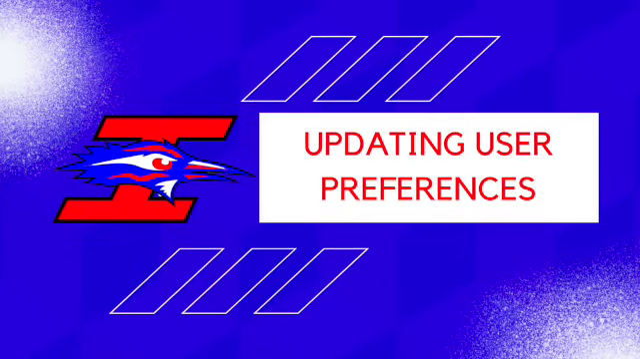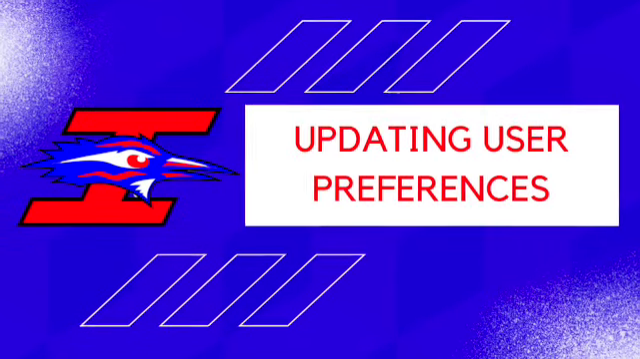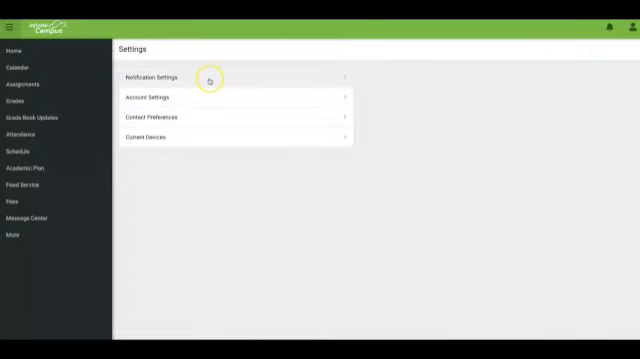Now let's see how we can update your user preferences, including your notification settings. To access this, we will select the person icon in the upper right corner of our page. Since the only option I'm going to be using is Settings, I'll select that option. The Settings page will open and you will see 4 options: Notification Settings, Account Settings, Contact Preferences, and Current Devices.